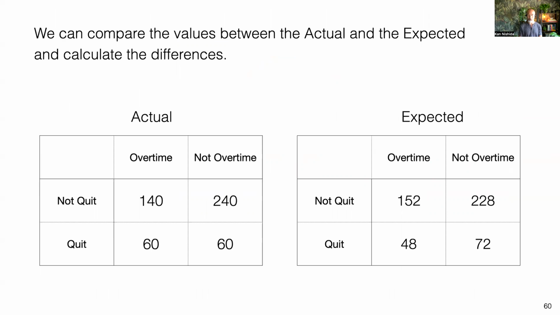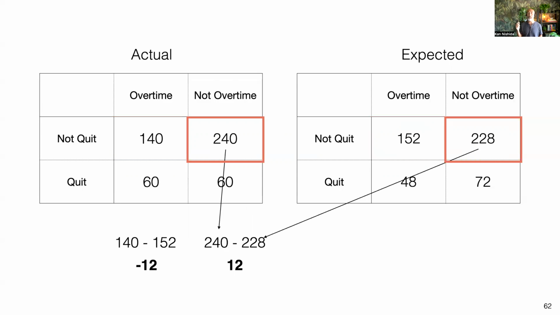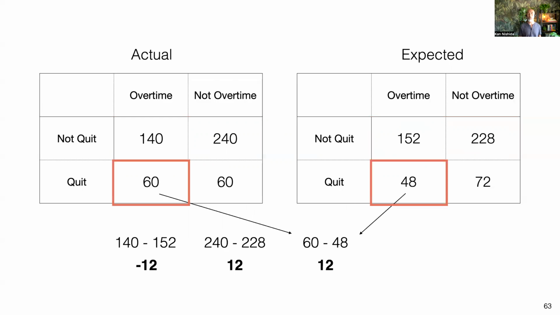How are we going to calculate that difference? Again, this is pretty simple when you think about it. Take each cell, in this case, overtime and not quit. The actual data is 140, but the expected value is 152. All we need to do is subtract. The difference here is minus 12. We calculate the difference for each cell. The next one is no overtime and no quit, and the next one is overtime and quit.